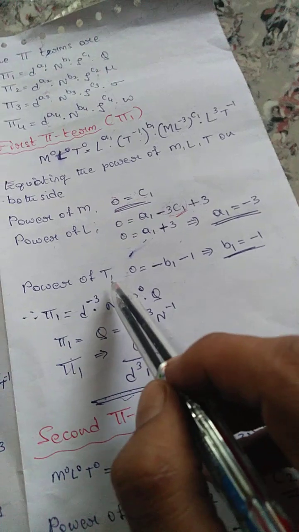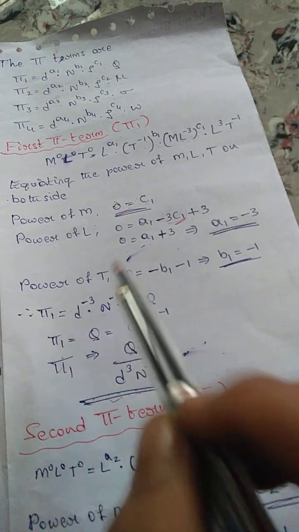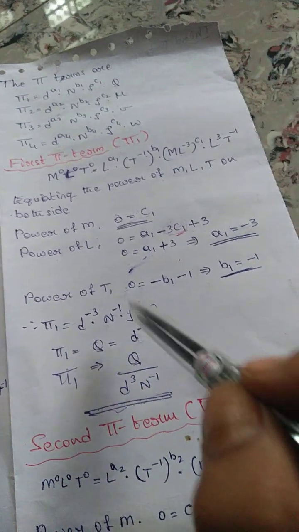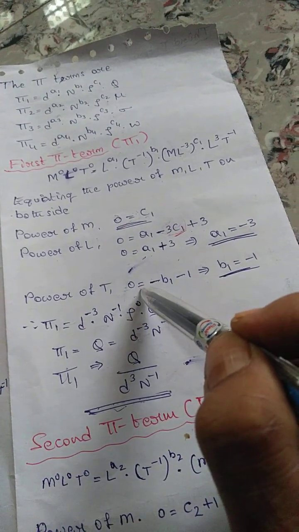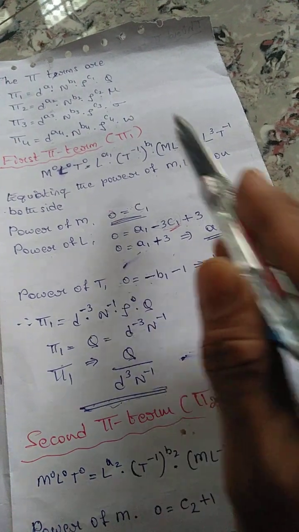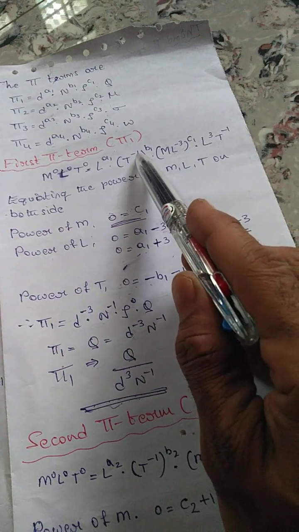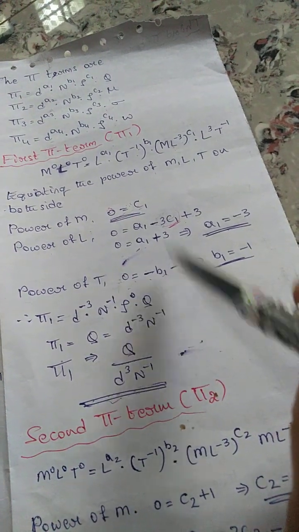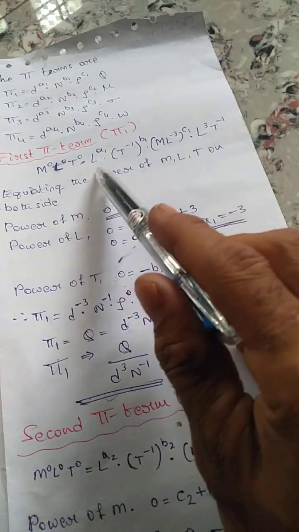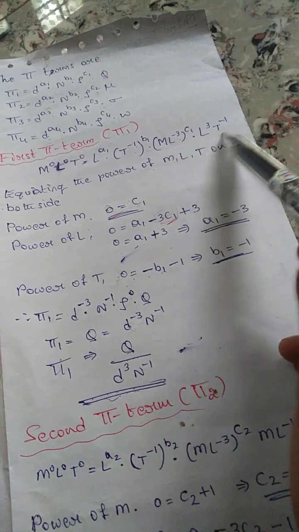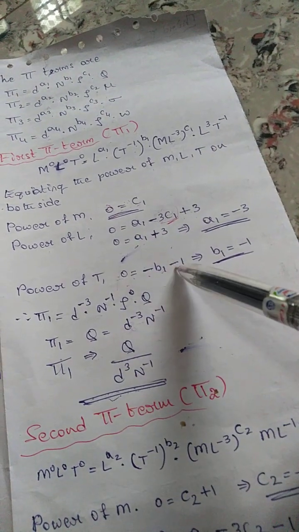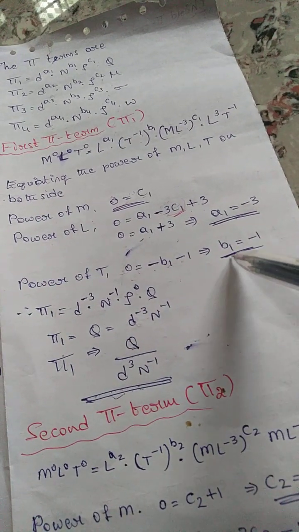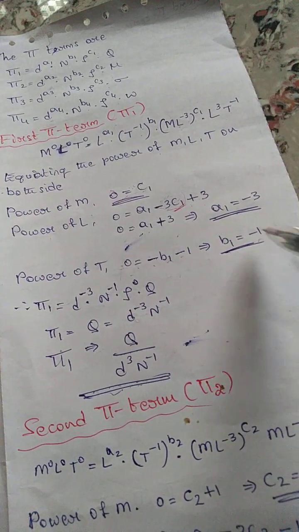Now the power of T. Here T to the power 0 on your left hand side, that is 0, is equal to minus b1. Why? T to the power minus 1 into b1 is minus b1. Here there is no T, here there is a T, that is minus 1, so here it is minus 1. So after this you will get b1 is equal to minus 1.